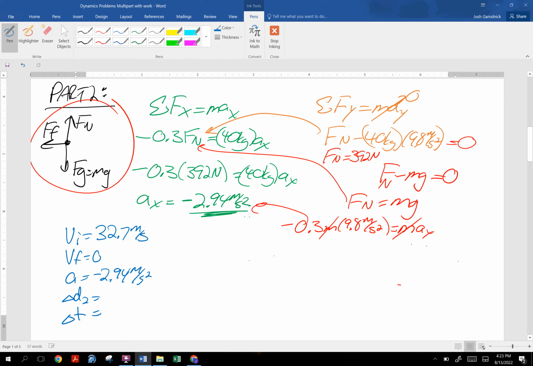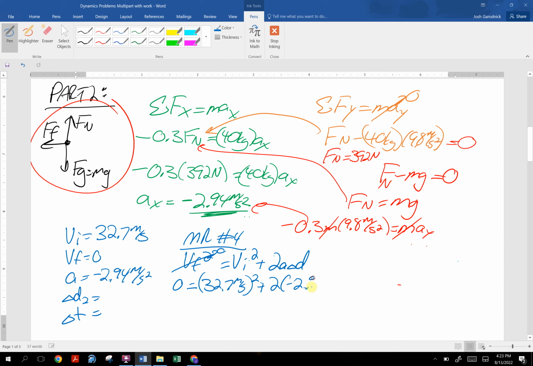What a surprise. And if I'm looking for distance in part 2, I'm looking at math rep number 4. It's the final velocity squared, which is 0, equals the initial velocity squared plus twice the acceleration times distance. So we have 0 equals 32.7 meters per second, quantity squared, plus twice the acceleration times the distance for part 2, which we don't know, and we get delta D for part 2 is about 182 meters. How do we get delta D total?